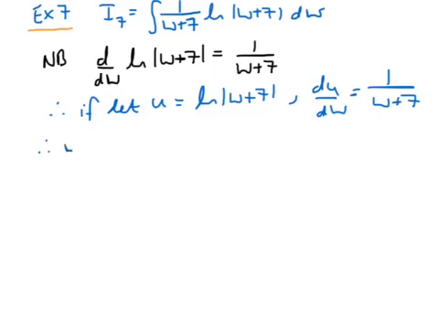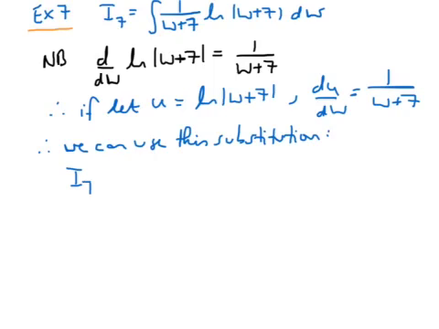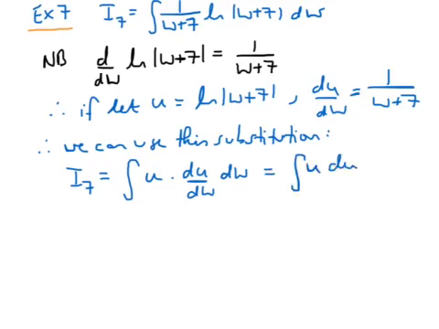So therefore we can use this substitution and we get that I7 is going to be the integral of u, that's the logarithm of w plus 7, multiplied by du dw, integrated with respect to w, and from the substitution formula that's just going to be the integral of u with respect to u.